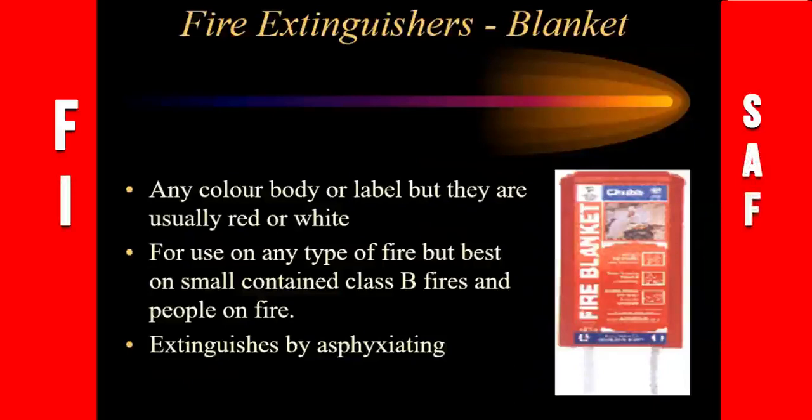Another fire extinguishing agent is the fire blanket. Any color body may be labeled, but they are usually red or white. It can be used on any type of fire, but is best on small contained class B fires and people on fire. It extinguishes the fire by asphyxiating.